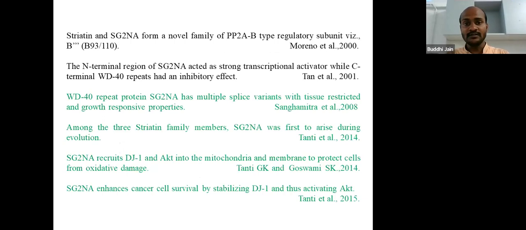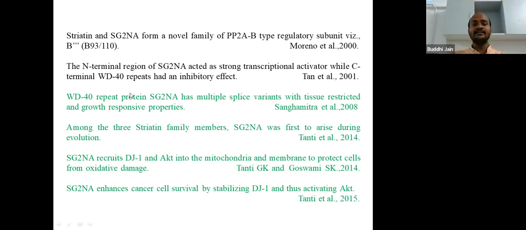Coming to the functional part or the other literature of this protein, striatin and SG2NA form a regulatory subunit of protein phosphatase 2A. Protein phosphatase 2A basically has 3 subunits: one is a catalytic subunit, one is a regulatory subunit, and one is the structural subunit. So this striatin family acts as one type of regulatory subunit for protein phosphatase 2A. The other function of SG2NA is that the N-terminal region of SG2NA acts as a transcriptional activator, while the C-terminal of this protein has an inhibitory effect.